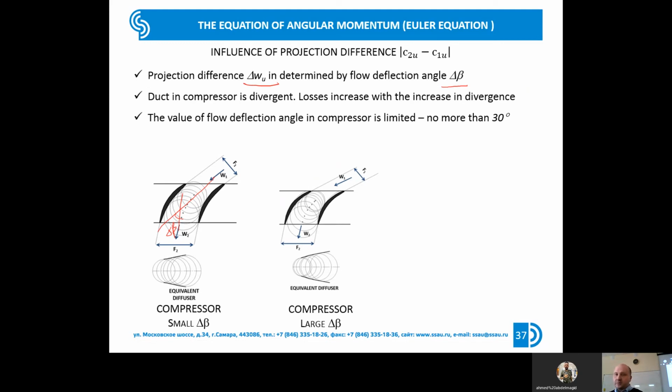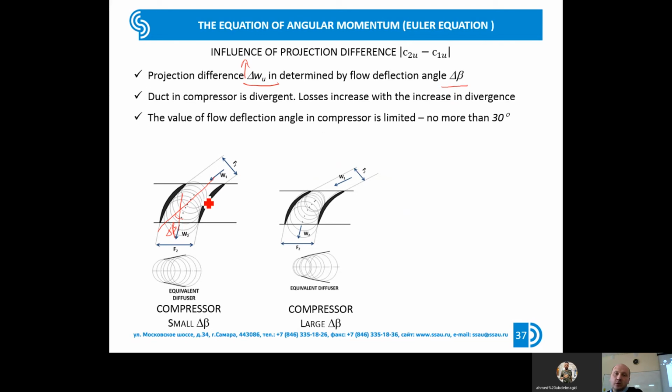And of course, we always want to increase this value, because we want to increase specific work. How could we increase it? On one hand, we could increase circumferential velocity, but on the other hand, we could increase delta WU. And how could we increase that? We could increase the angle delta beta.